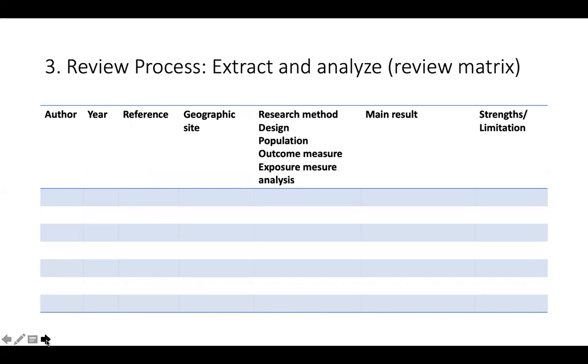Now, when you extract and analyze, I would recommend you use a review matrix, and this is also part of your assignment for the day. I find this matrix very helpful. So list the authors here, reference, geographical site, and then critically analyze the design, population, outcome measure, exposure measure, and analysis. What are the main results, strengths, and limitations of the research?